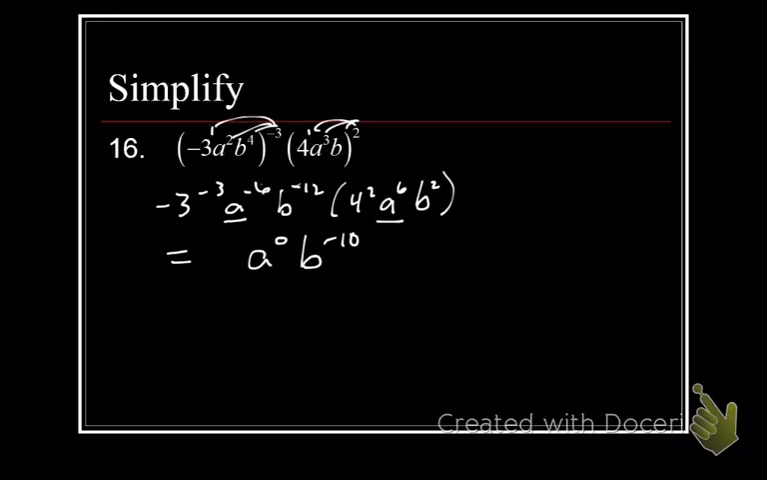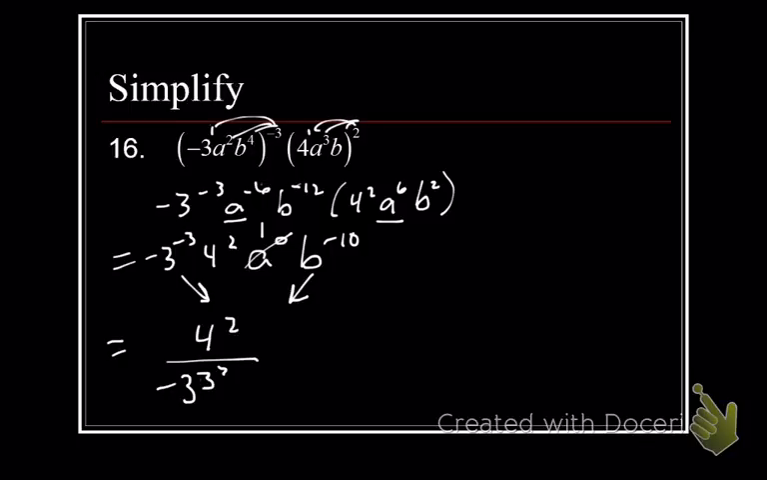And then I'm going to move out front here 4 squared and negative 3 to the negative 3rd. Now, a to the 0 is 1. I'm going to drop down this b because it has a negative exponent, and drop down the negative 3 because it has a negative exponent. And we'll all be left with just 4 squared on the top, negative 3 to the 3rd power in the denominator, and b to the 10th in the denominator.